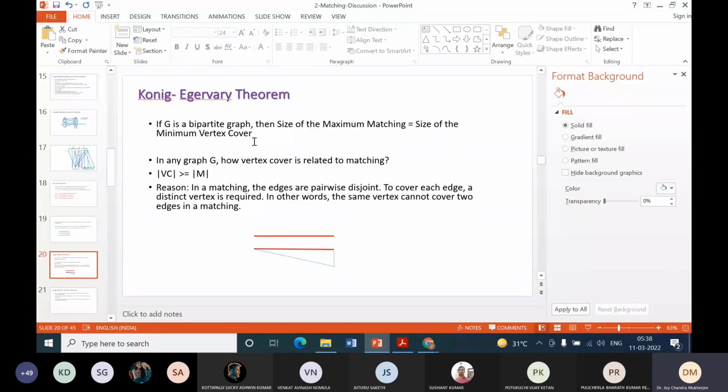But in any graph, how is vertex cover related to matching? Vertex cover, the size of the vertex cover is always greater than equal to size of the matching. And why is that so? Because in a matching, the edges are pairwise disjoint, and to cover each edge, a distinct vertex is required. In other words, the same vertex cannot cover two edges in a matching. Like this.